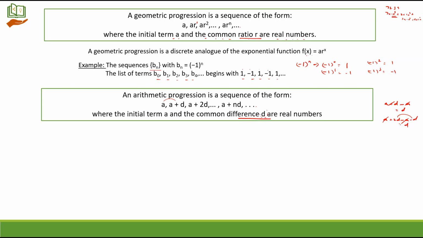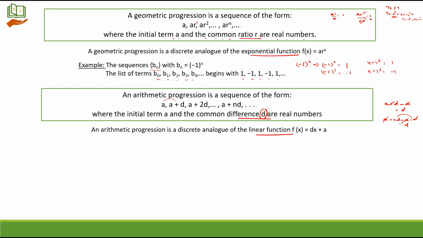It is the same case for geometric progression. ar divided by a will give you r only. ar square divided by ar will again give you only r. So this is the common ratio they are talking about in geometric progression, and this is the difference d that they are talking about in arithmetic progression. And arithmetic progression is a discrete analog of the linear function. So this is the exponential function and this is the linear function: f of x is equal to d into x plus a.